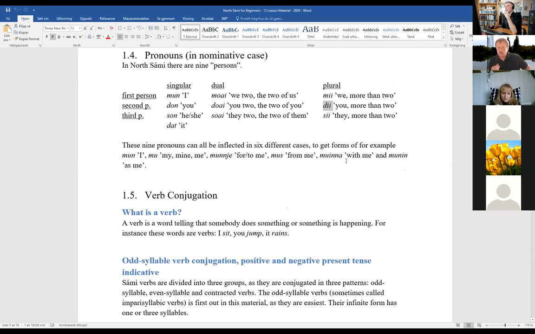And then we have di. It means you. And then we have si. Yeah, they. More than two persons, because in Sami there is singular and plural, but in addition there is dual, and that means two persons. So here we have moi, meaning we, the two of us. And doai, you two. And soai, the two of them.